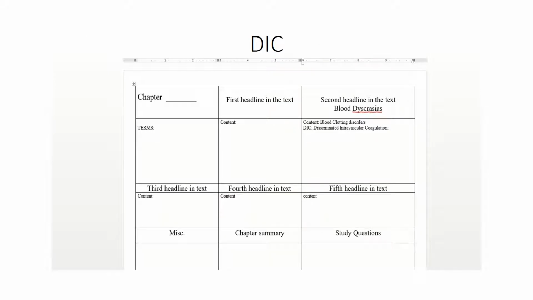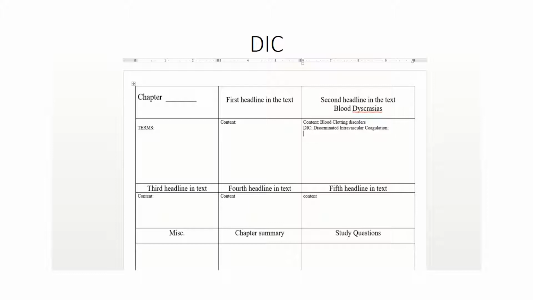All right, we're moving along to Module 5. What I'm going to talk about today is Chapter 10, and again, it's the second headline. I really don't do this on purpose, but it's where it ended up. Blood dyscrasias, under, again, another heading is blood clotting disorders. What I want to talk to you about today is called DIC, disseminated intravascular coagulation.